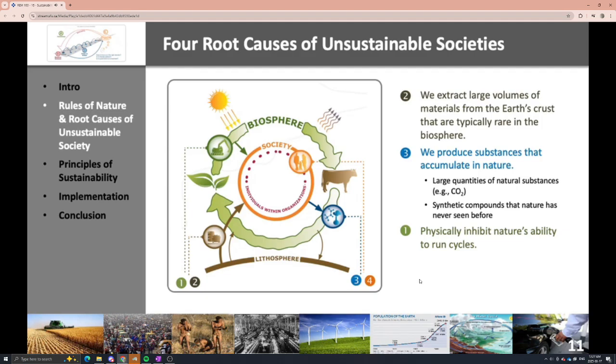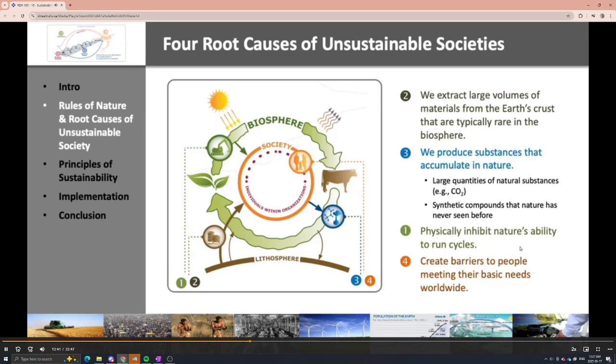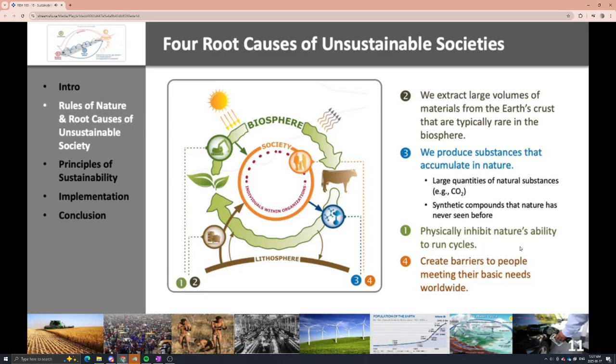The third point is that we are not only overwhelming the natural ecological processes, but our destruction of the biosphere is also physically inhibiting nature's ability to run these ecological processes. So we are attacking the ecological systems from 2 sides. And last but not least, a lot of our current social and economic practices create barriers for people to meet their basic human needs, and they prevent us from becoming a just and equitable society. When you tie these root causes back to the idea of the 3 pillars of sustainability, you can see that we have challenges in all 3 pillars.